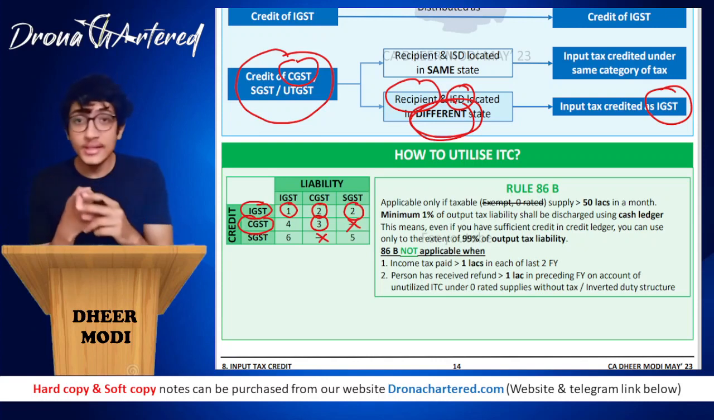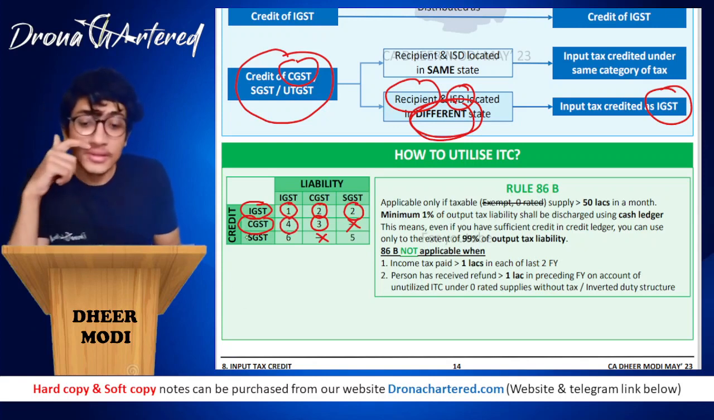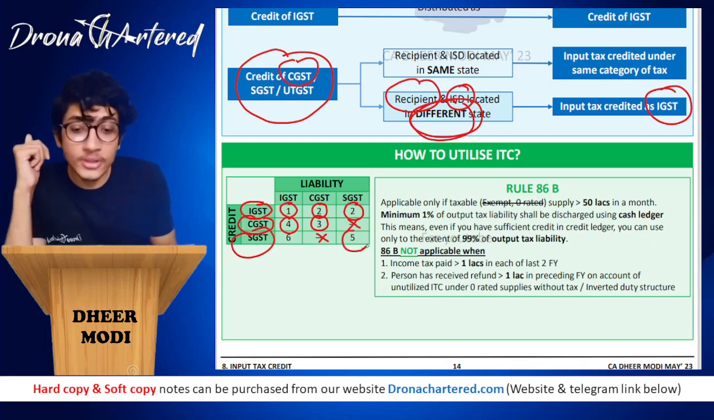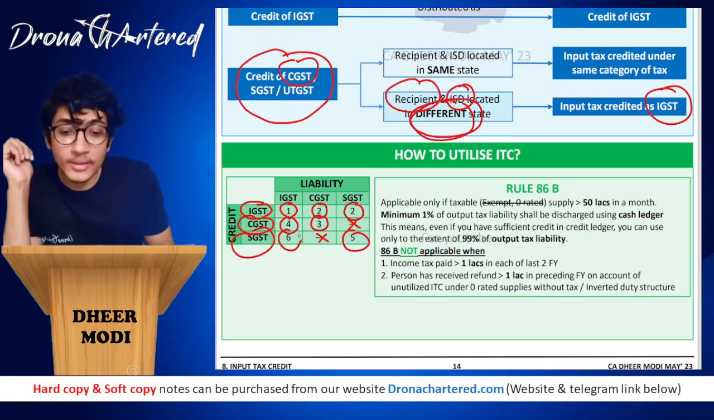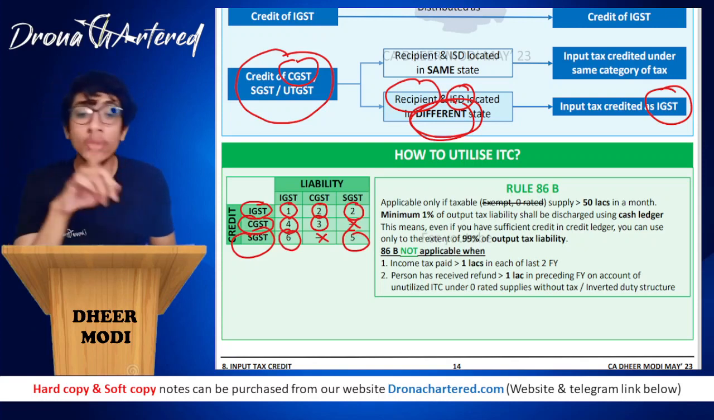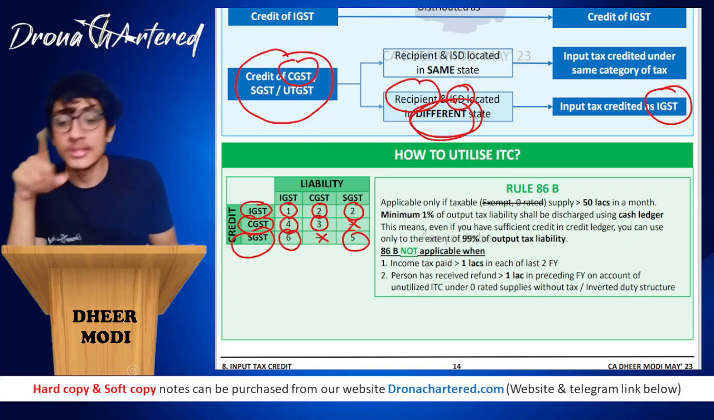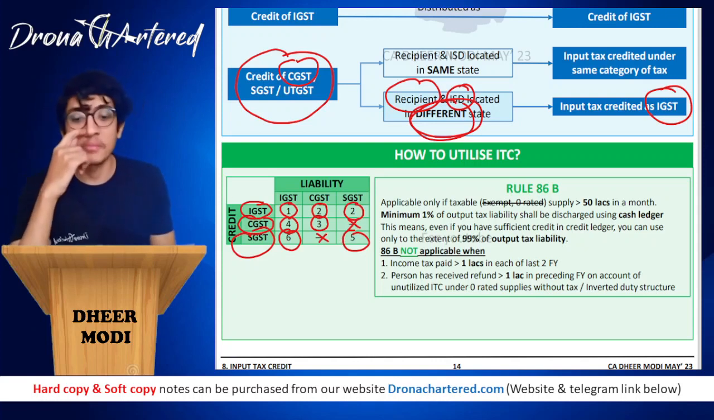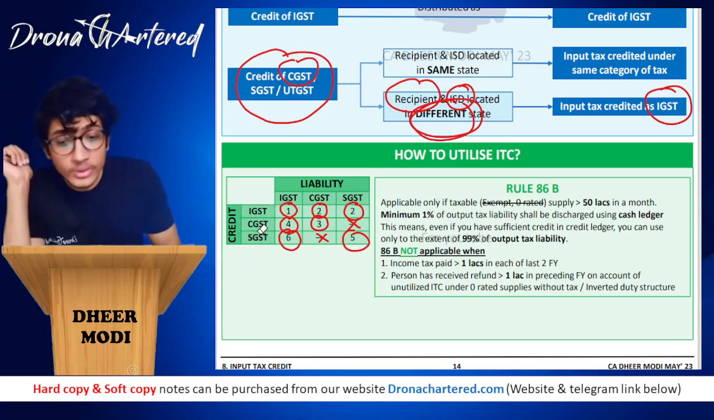CGST credit has to be used only against CGST first, and if there is still credit left, then you will utilize it for IGST. The same with SGST: first it will be utilized for SGST, and if there is still credit left, you will utilize it for IGST. But in no circumstance can you use SGST credit for CGST or CGST credit for SGST liability. I hope this table is clear to you. Let me know in the comment section if you still have any doubts.